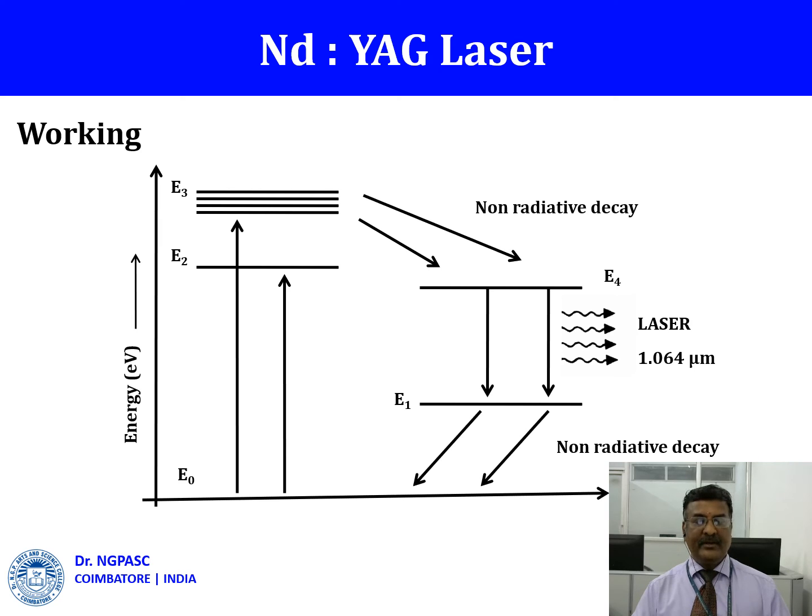So when the xenon flash lamp works again, the neodymium ions which are at the ground state get excited again to the higher energy level, and thus the process continues, which ultimately results in laser action. A continuous process takes place for the further emission of laser light.